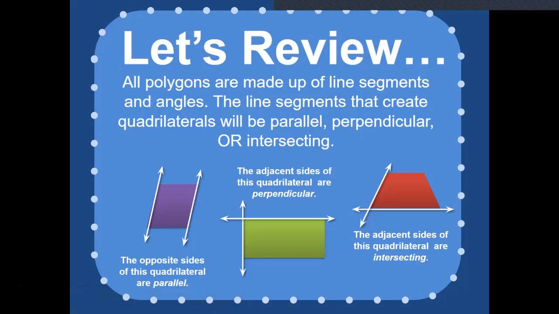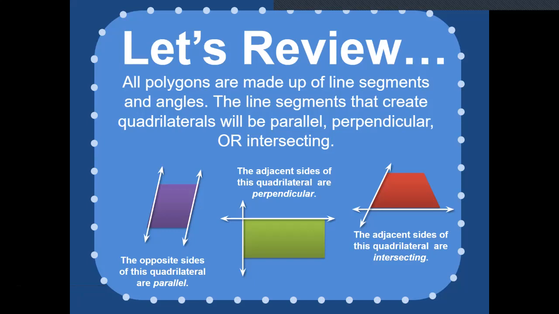Now, the adjacent sides, or the sides that touch each other, of this quadrilateral are intersecting. They cross over each other. This one is an intersecting one, but it's a special one called perpendicular because it's like a corner of a piece of paper. Any of them where they cross over and they don't have that special corner are still just adjacent sides that are intersecting.